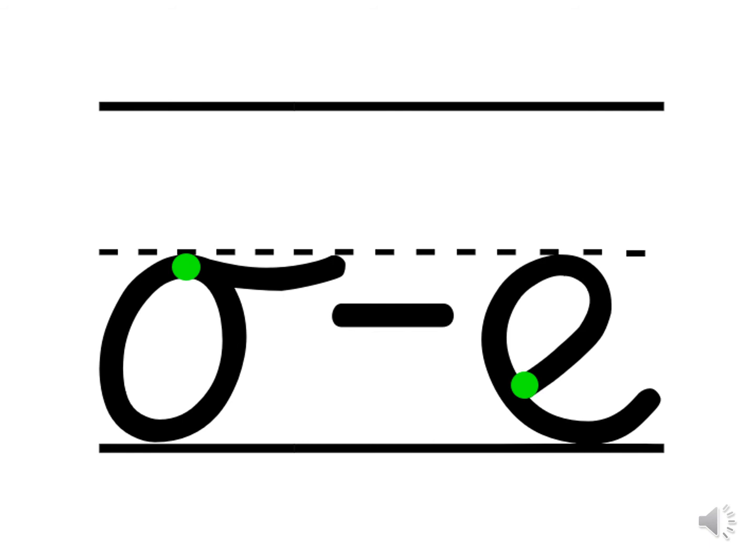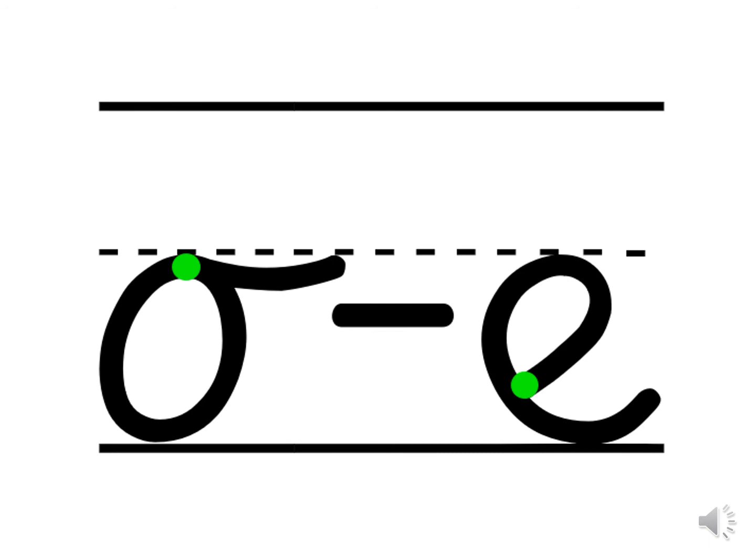And now we'll practice the E. Ready? Up, around, and down. One more time. Start on the green dot. Up, around, and down. Well done for taking your time.